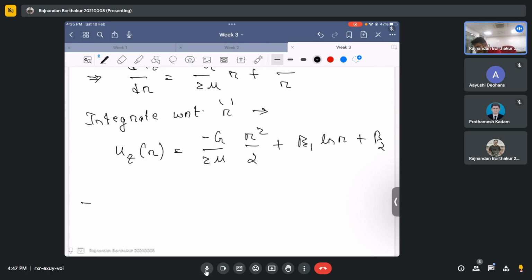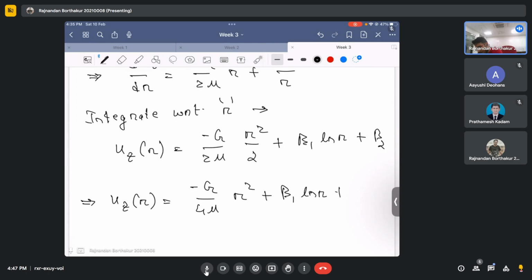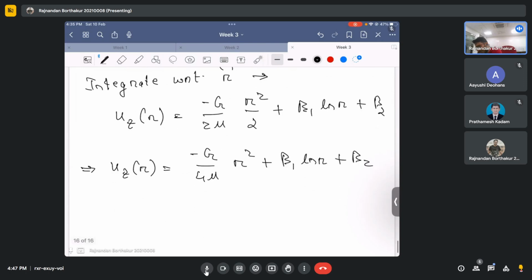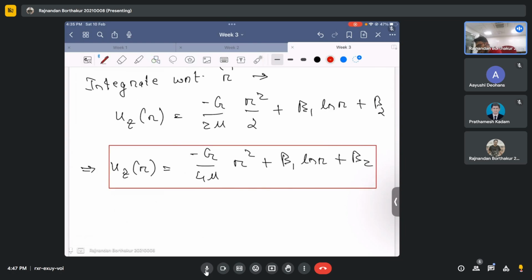Let's simplify this. We get uz as a function of r is just minus g upon 4 mu times r squared plus b1 times ln r plus b2. This is the z direction velocity profile that we got by solving the z direction momentum equation, as you have rightly pointed out.